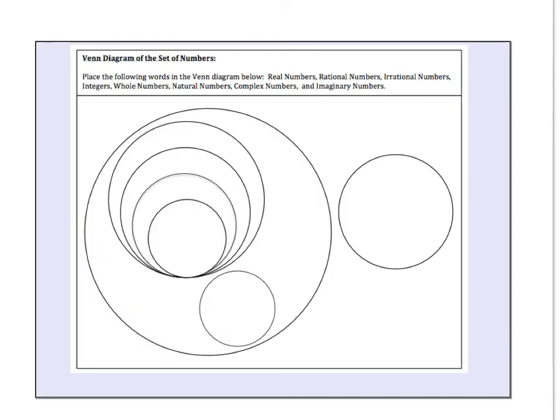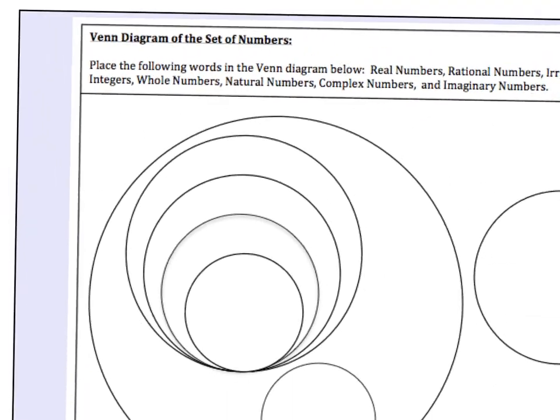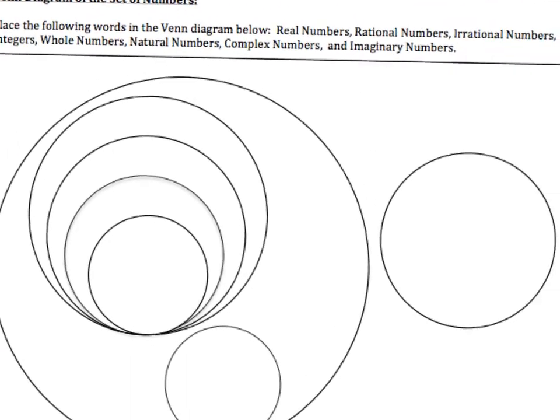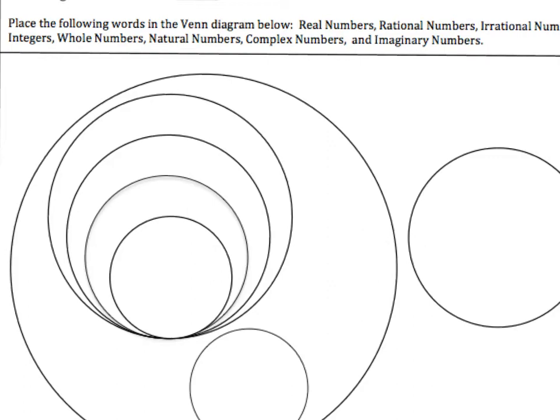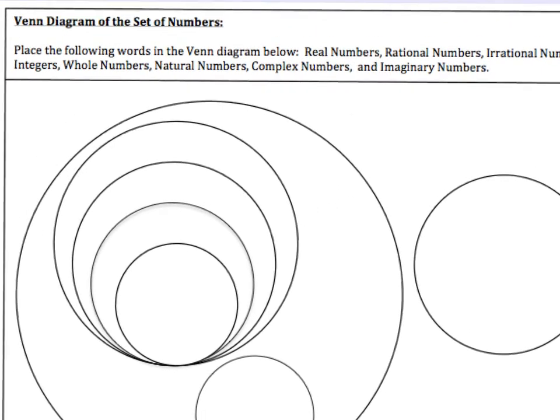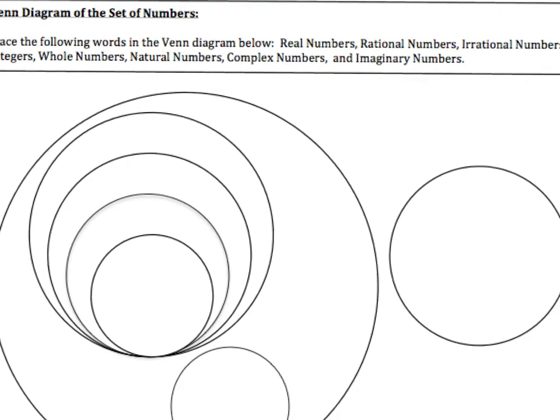So thinking about all the different kinds of numbers that happen here, let's take a look. So real numbers are going to be everything here. All right, rational numbers are going to be here. All right, irrational are going to be down here.